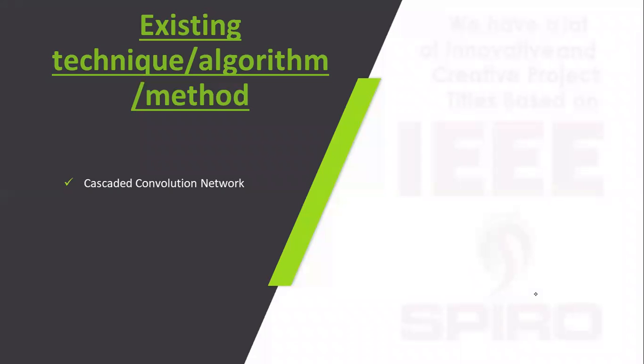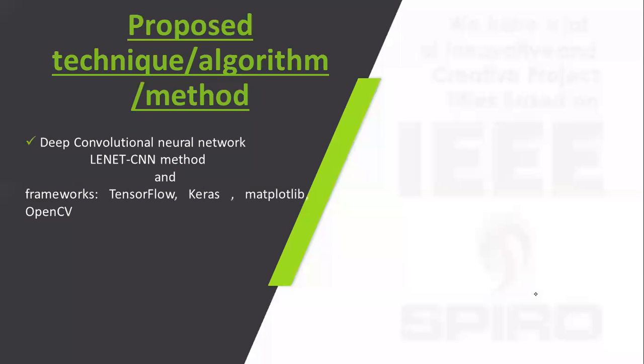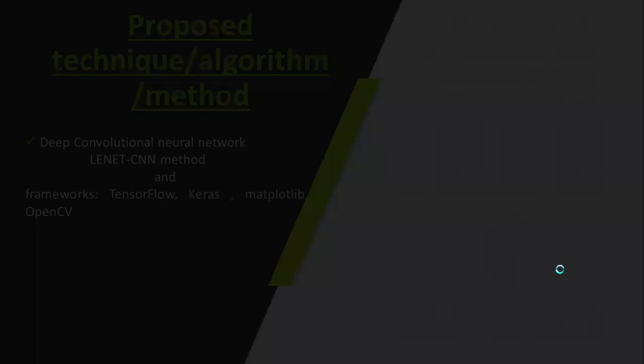In the existing algorithm, they have used a cascaded convolution network. We are using a deep convolution neural network with LeNet. LeNet is also one type of CNN, which is mainly used to reduce the error rate. LeNet is a good algorithm, and the frameworks that we are going to use are TensorFlow and Keras, which are the deep learning packages to create the neural network.